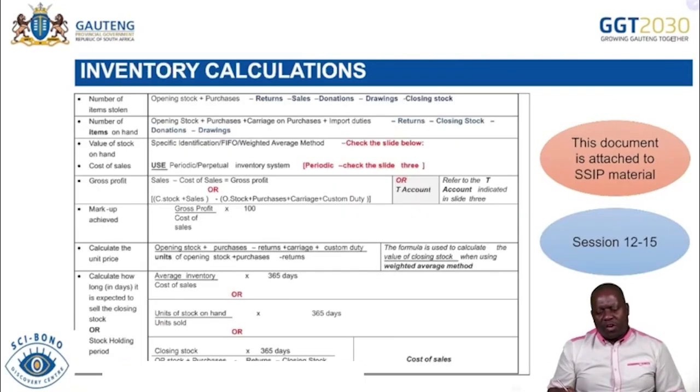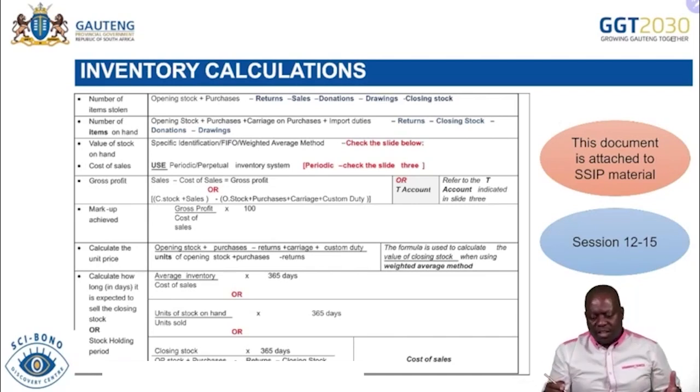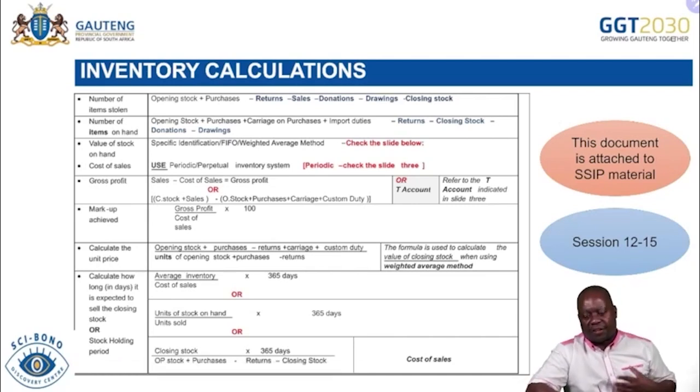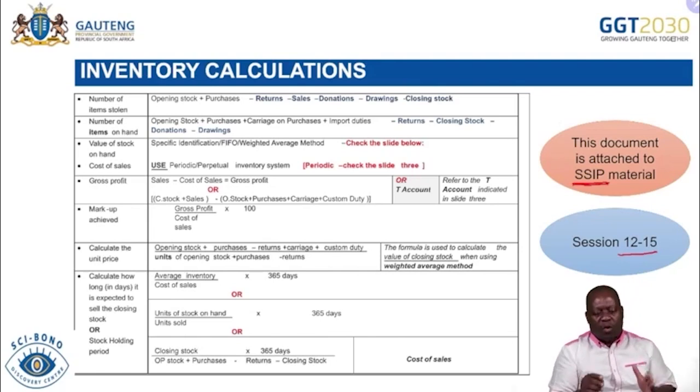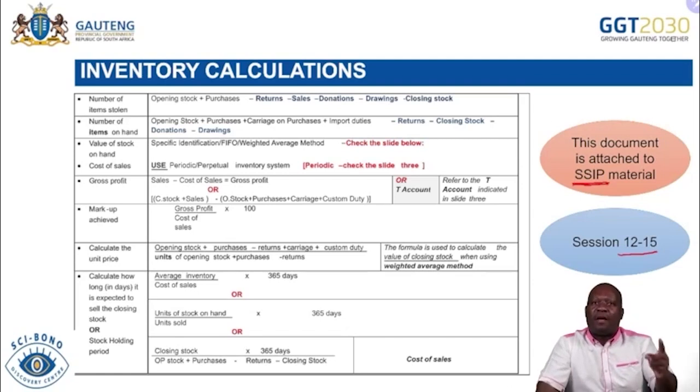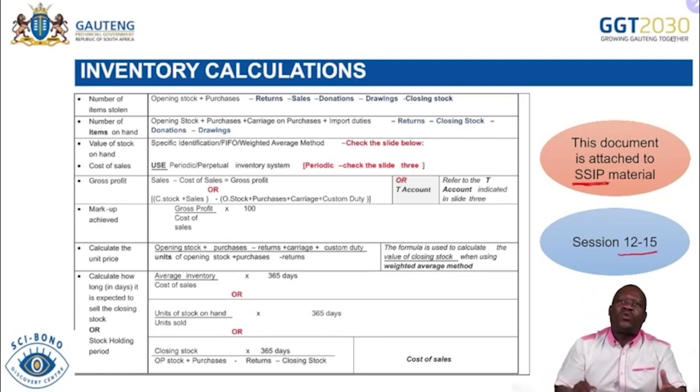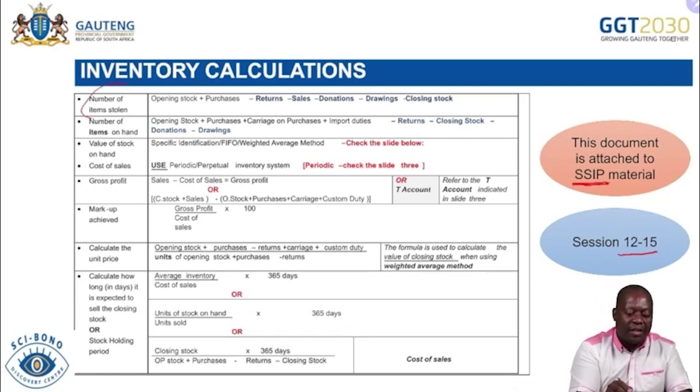Now, I have brought this just to bring it to your attention. This is in our SIP material, and I do hope every one of you has got these SIP material documents, and this is for session 12 to 15. So if you have not yet had this one, it's coming to you because we are always using our SIP material for revision. Please take note, go through it, because it details all the items that we need. Like, we need to calculate the number of stolen items.